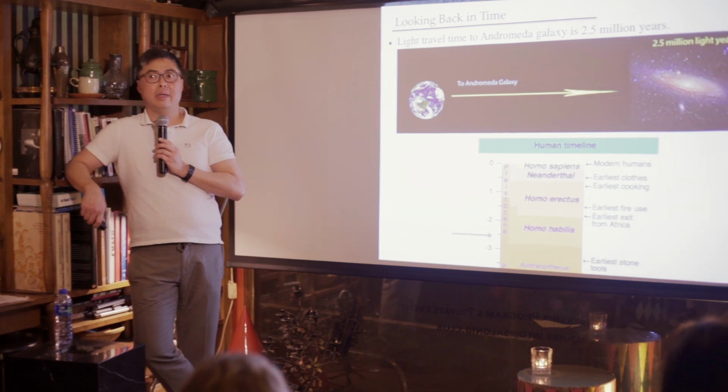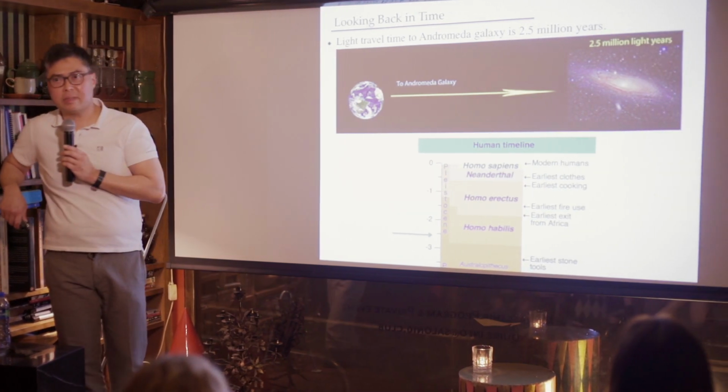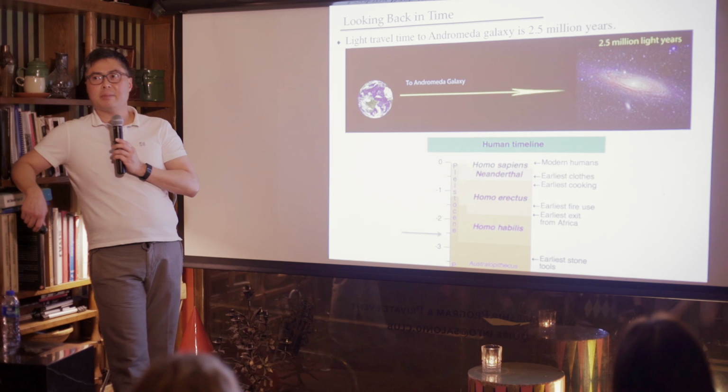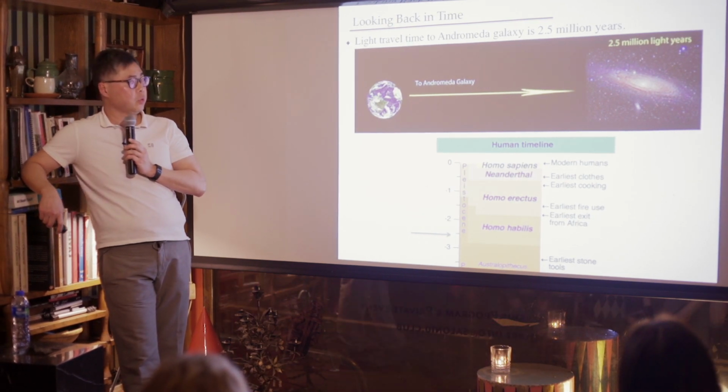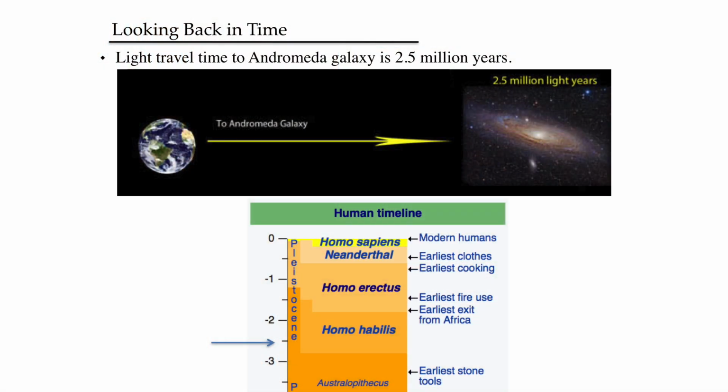ago. Now, 2.5 million years sounds like a very long time, but the age of the universe is about 14 billion years, so that's still very small. Andromeda is very close to us. Now, 2.5 million years ago, the first humans had not left Africa yet.